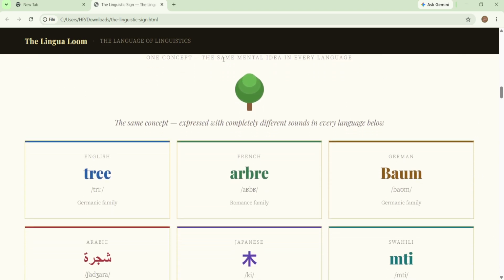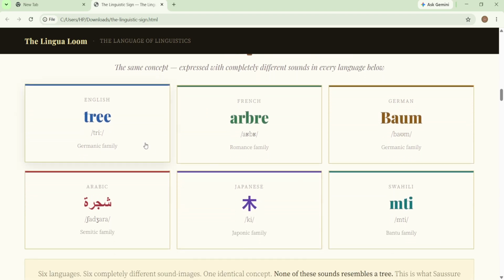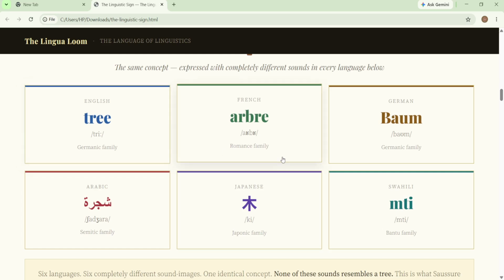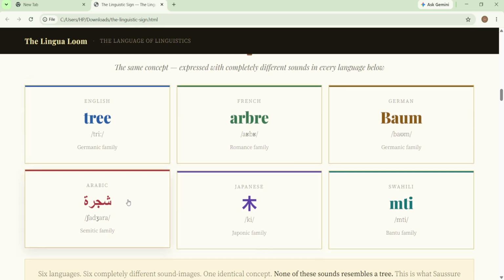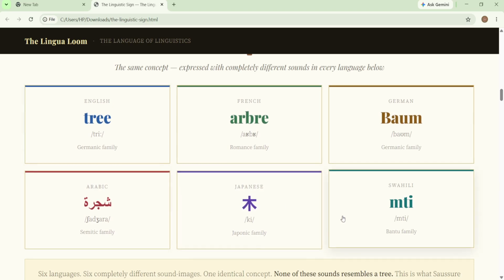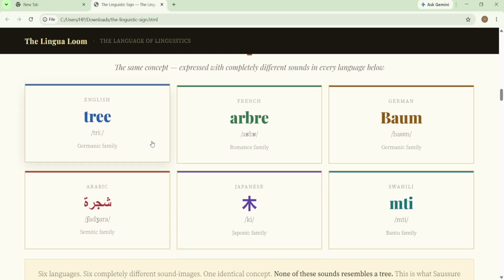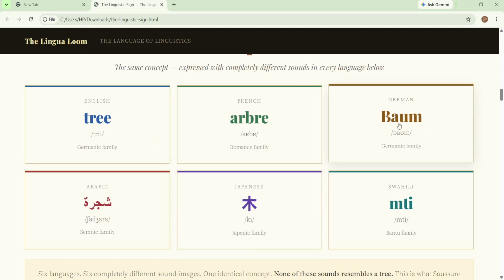So here it is, one concept, the same mental idea in every language. The tree, the same concept. Let's see how it is expressed. So in English, it is tree. This is in French. This is in German, Arabic, Japanese, and Swahili, a Bantu language. So they are all different. English belongs to the Germanic family, whereas German belongs to the Germanic family too, but the term used here and in English are different, but they both refer to tree.